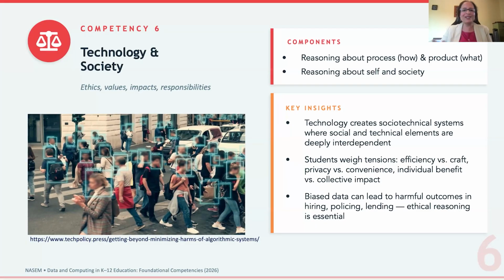And this tension is especially relevant in Gen AI, where it's so powerful that it solves complex problems, but still makes mistakes on very simple things. Second, reasoning about self and society.